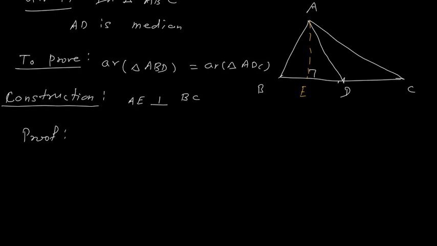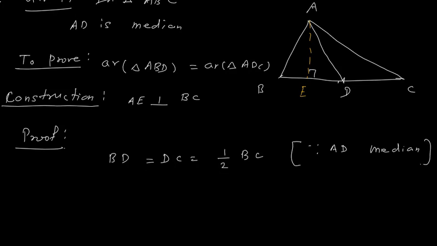In the proof, I will say that BD is equal to DC is equal to half of BC. Reason: since AD is a median, a median divides the opposite side into equal parts. You can take this as equation 1. Maybe we will require it, so just write it.